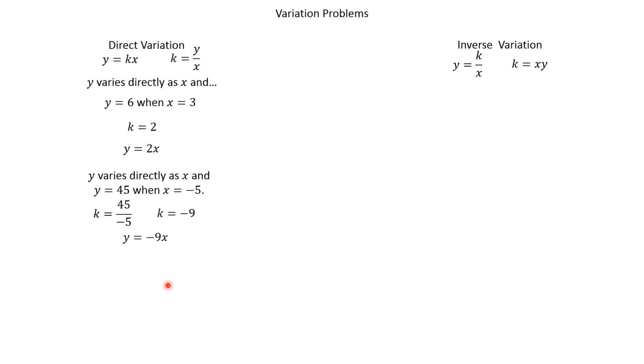Y equals negative 9x. You may be graphing these. That's fine. It's just a line. Slope 2 goes through 0, 0. Slope negative 9 goes through 0, 0.